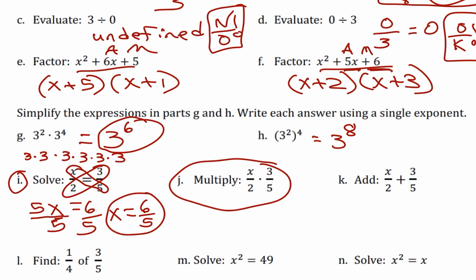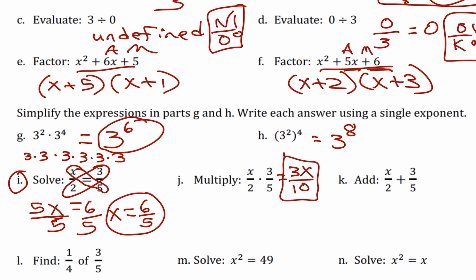All right, now in this problem with the multiplying, we're going to simply multiply across. So when you multiply fractions, you multiply the numerators together and you get 3x, and the denominators together and you get 10, and we're done. No cross multiplying. You're just multiplying across. The cross multiplying occurred with the equal sign again.